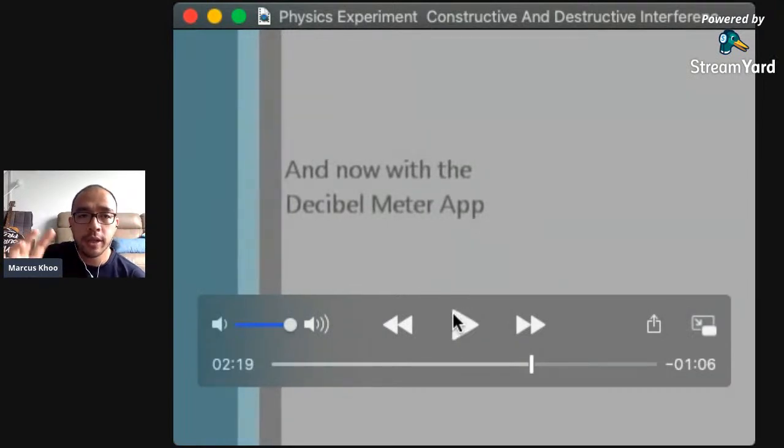Okay, a decibel meter app is an app on the phone. Actually, you can download this app, and what it does is measure the amount of sound in decibels. The strength of the sound in decibel units.